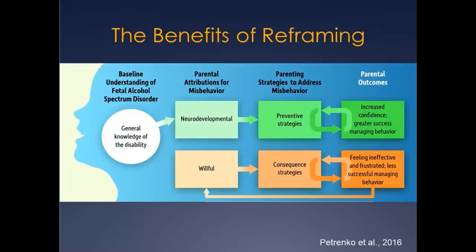There was a study we did a couple of years ago that really looked at the relationships of some of these things, such as reframing and accommodations. And what our findings supported is that families who had greater knowledge about FASD, maybe they had done some reading on their own or had providers that helped provide them with more background information, were more likely to have this neurodevelopmental or brain-based interpretation, so they were more likely to already be reframing. And from this reframing, they were more likely to use some of these preventive or accommodation strategies. And as a result, these families displayed increased confidence and greater success in managing the behavior.